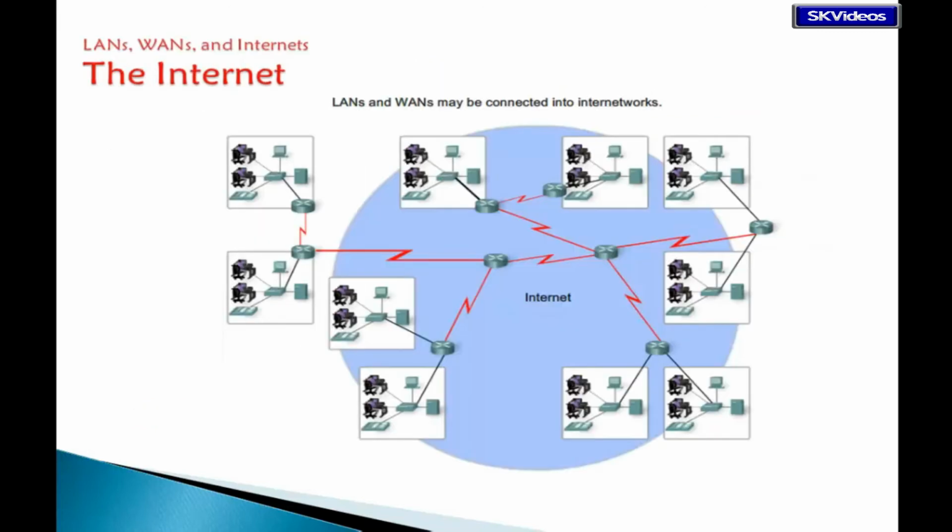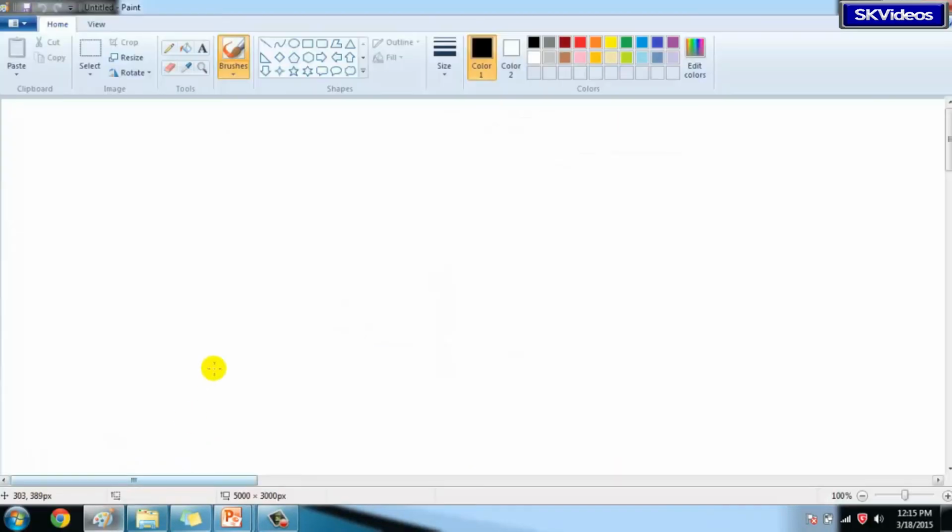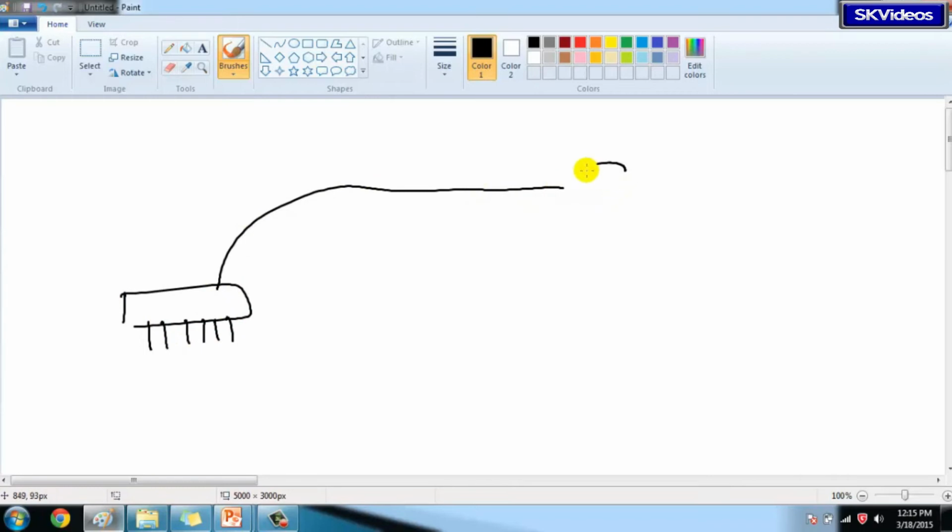Now we got one more network called internet. Internet is a set of networks, or a group of LAN and the WAN. Take an example of a small office. Let's say this is my small office, and I have some computers in the LAN and I'm accessing internet. Now I'm also connecting to internet.